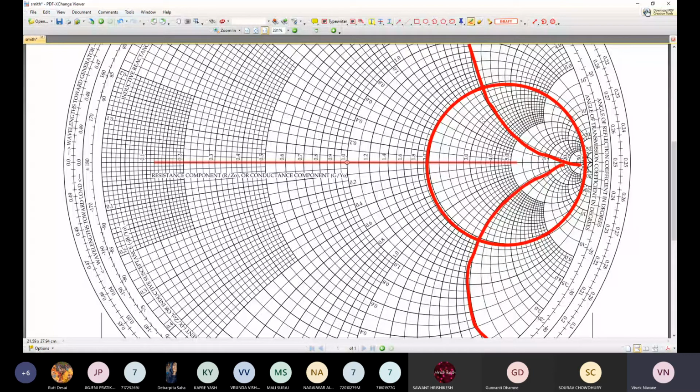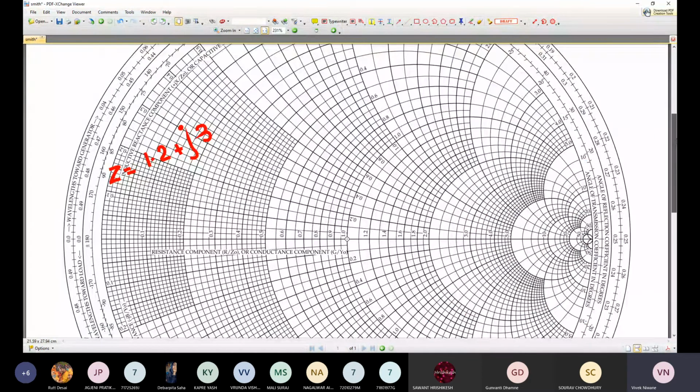If I want to write down a characteristic impedance, let us say Z equal to 1.2 plus J3. So how to get these values onto the Smith chart? This might be your Z in, this might be your ZL, this might be your Z0. We are looking at the first usage of your Smith chart.